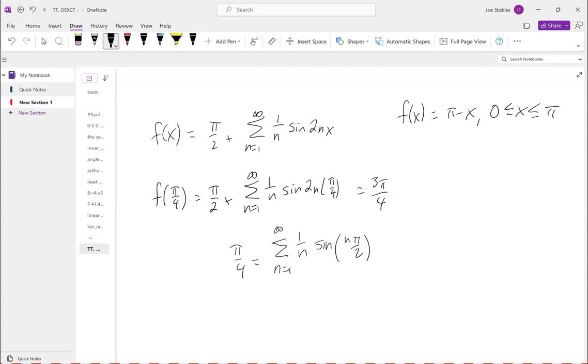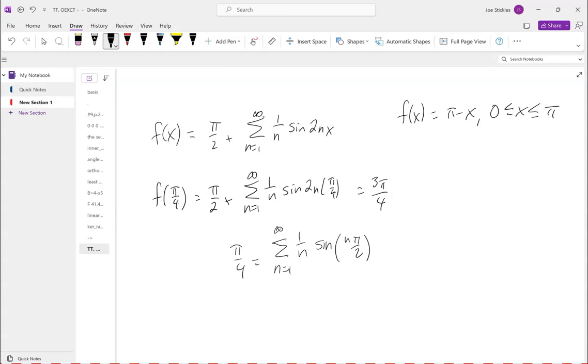What does sine of n pi over 2 do? When I plug in 1, we get 1. When we plug in 2, we get 0. When we plug in 3, we get -1, plug in 4, we get 0. It goes 1, 0, -1, 0, 1, 0, -1, 0, right? So really, the only terms we get out of this series are the odd terms, and they alternate, right?